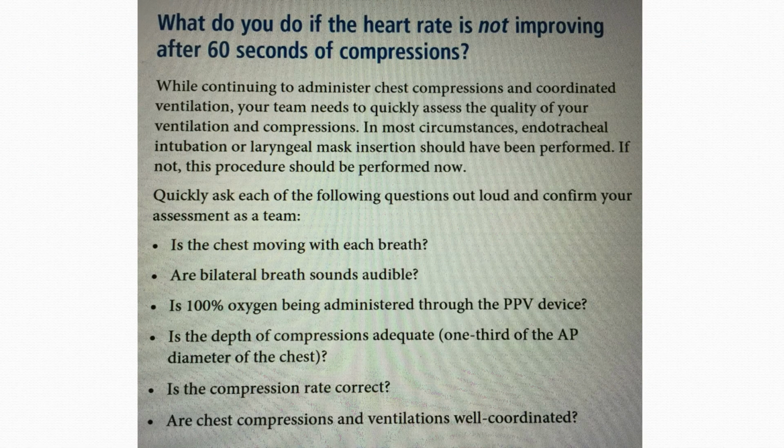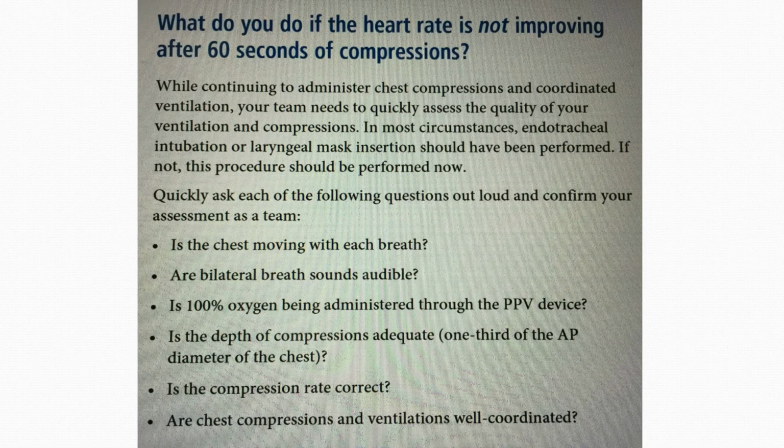What to do if the heart rate is not improving after 60 seconds of compression? You have to continue administering chest compression coordinated with ventilation, while your team needs to quickly assess the quality of your ventilation and compression. In most instances, endotracheal intubation or laryngeal mask insertion should have been performed. If not, this procedure should be performed now. Quickly ask each of the following questions out loud and confirm your assessment as a team.